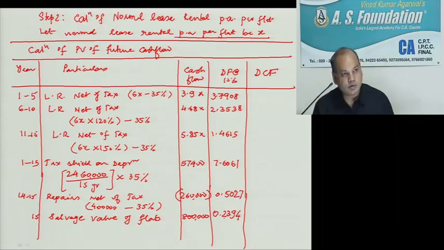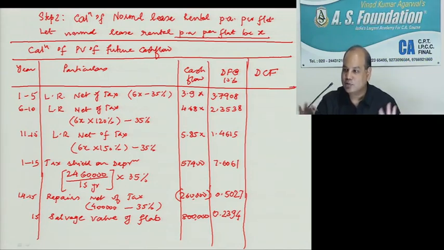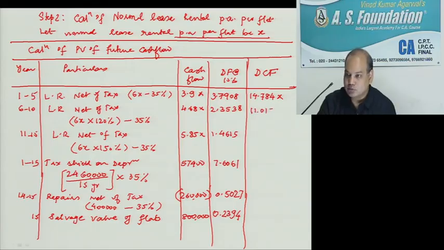This much efforts you have to put if you are desirous of passing exam in first attempt. And then you have to multiply, add, equate. And all this you have to do in 5 to 10 minutes. So multiply 3.9 into this number. 14.784x. Continue. Next one. 11.0158x. Okay. Continue. 8.5498x. Okay. Continue.